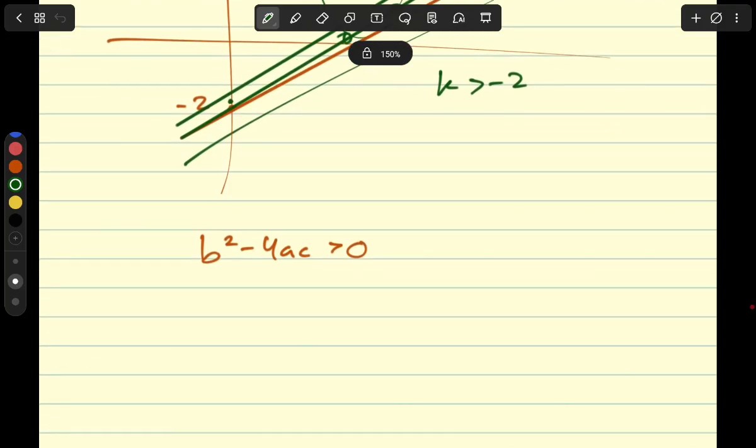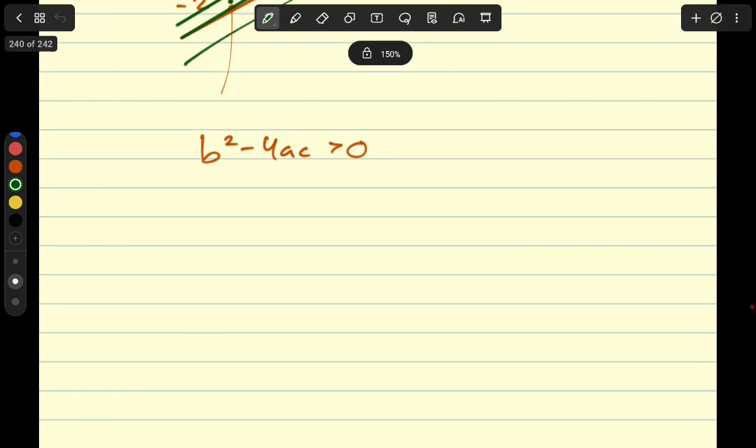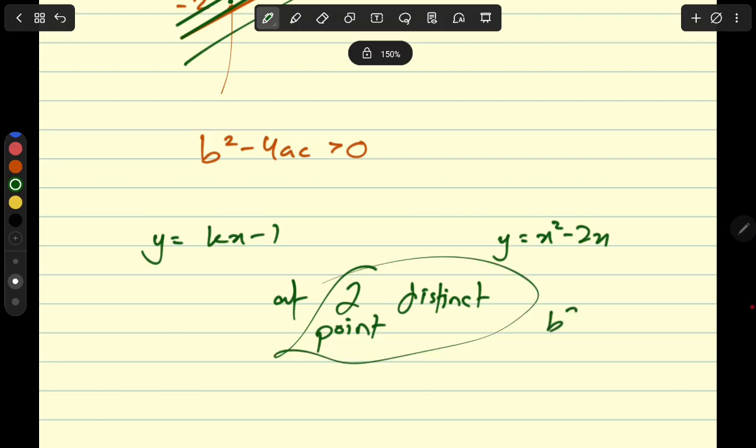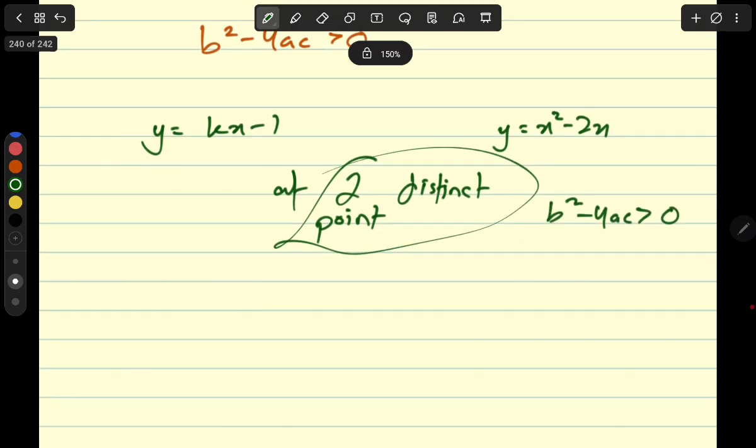So let's try once. Find the values of k for which y equals kx minus 1 intersects y equals x squared minus 2x at two distinct points. The alarm is going off, and it is saying that the discriminant is greater than 0, because there are two distinct or non-repeated real roots, right? Again, I'm not thinking about graphs yet. I'm thinking substitute first. So I'm going to solve it simultaneously.